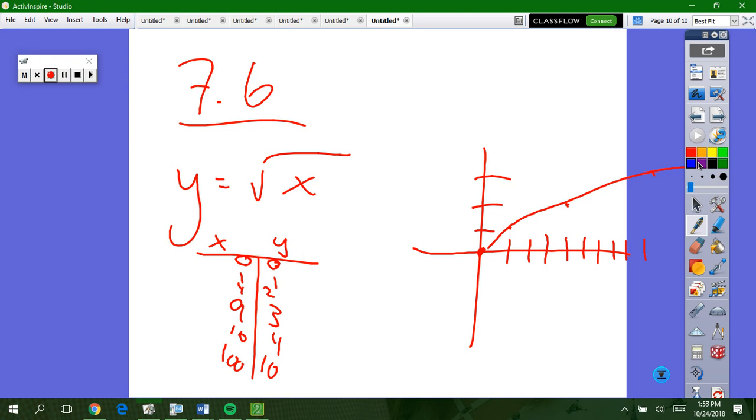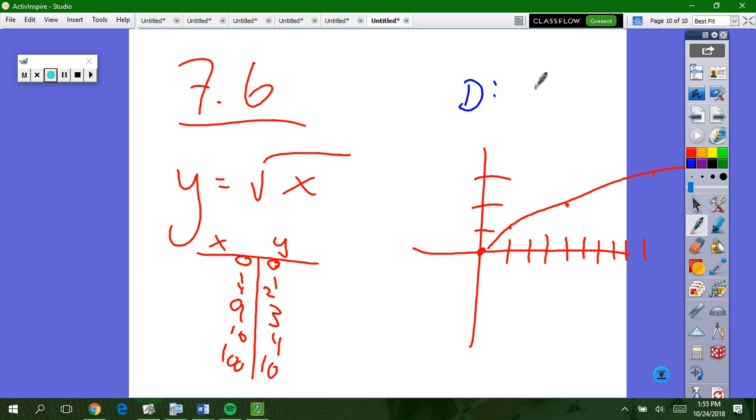Now they're going to ask you for the domain. You guys remember what domain means? The x value. So the domain, looking at this graph, how far left can I go? All the way to 0. Can I go anything less than 0? Why can't I? Because then that makes me an imaginary solution.